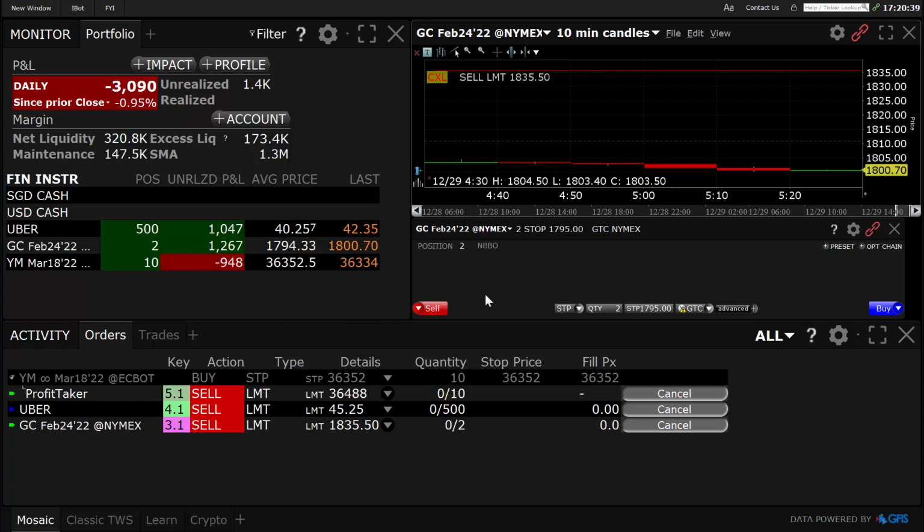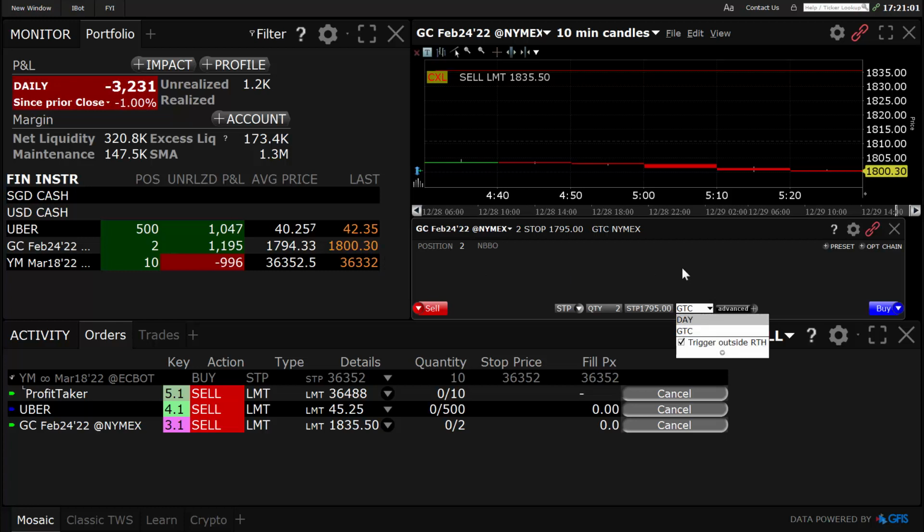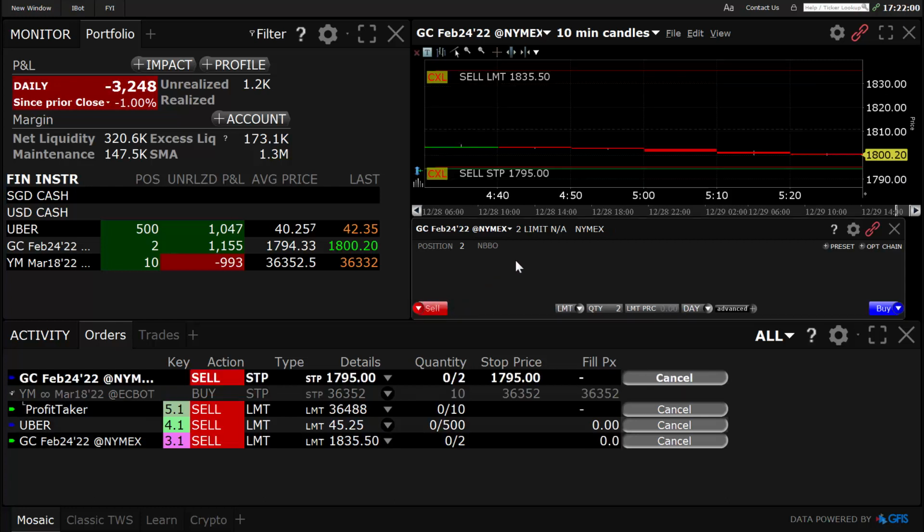break-even stop. So what I'm going to do is I'm long two contracts on gold, so I need to sell these two contracts. So if it goes down to the price of $17.95, which is just above the price that I'm in at, it's going to sell me out. Good till cancel, trigger outside. Okay, placing it: sell stop, quantity 2, $17.95, good till cancel. Okay, placing it now. Okay, sell stop in place on gold to sell two contracts.